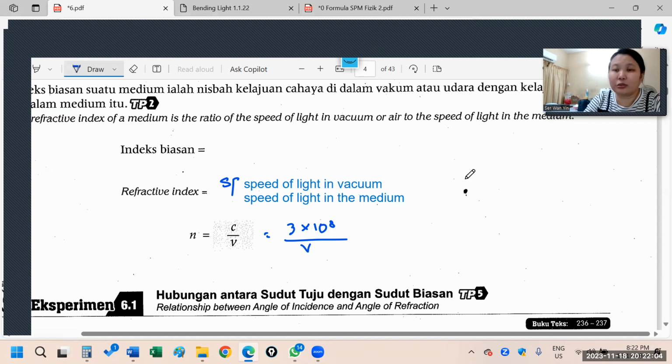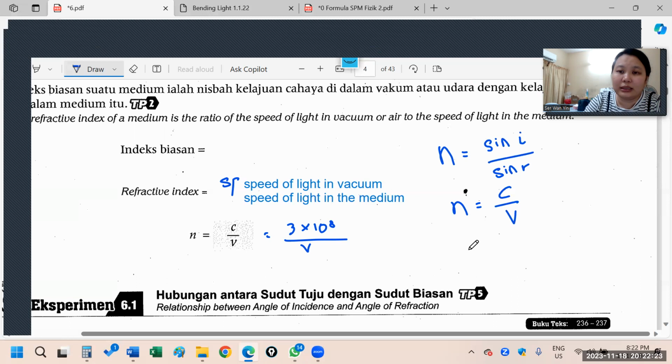I encourage you to write the 3 formulas here. n equals sine i over sine r. Okay, then n equals c over v. And then n equals capital H divided by small h.